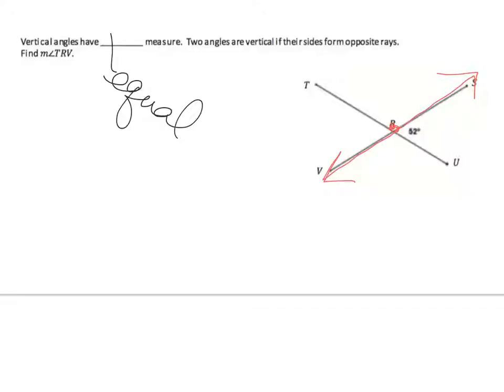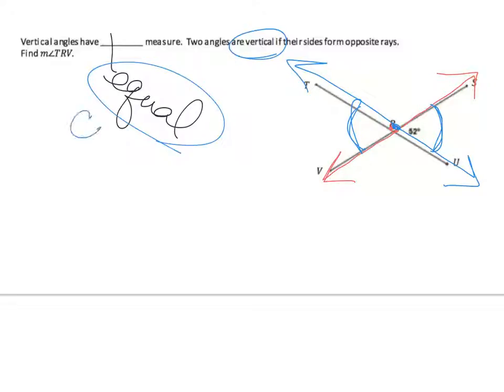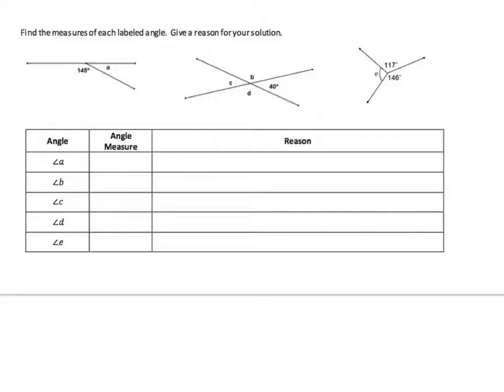Let's change colors. Coming here, I have ray RU and ray RT. Those are opposite rays. That means this angle and this angle are vertical and therefore equal or congruent. Therefore, we know that angle TRV is also 52 degrees. All right, find the measure of each labeled angle and give a reason for your solution.